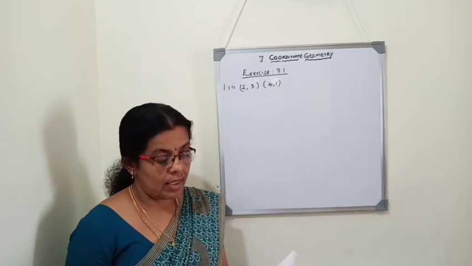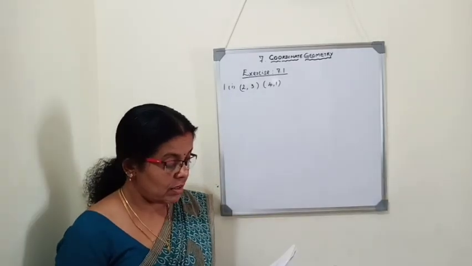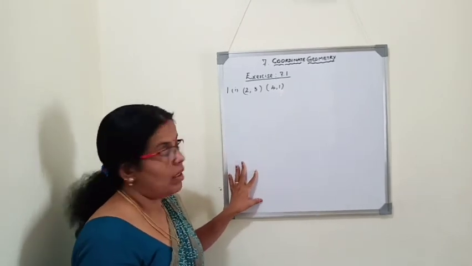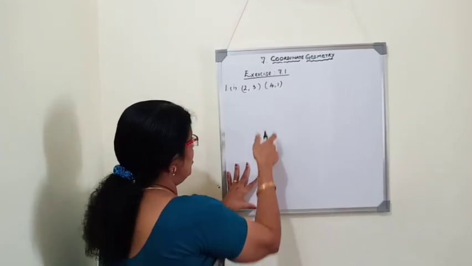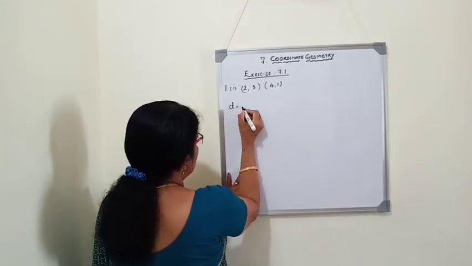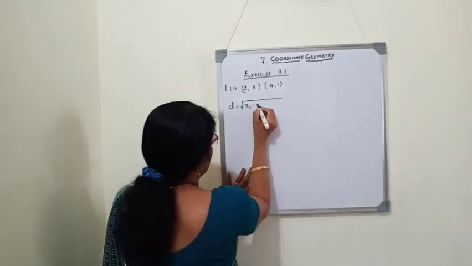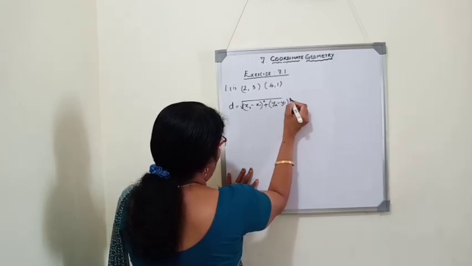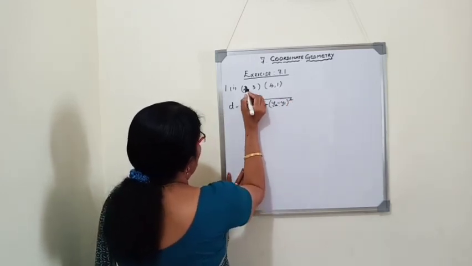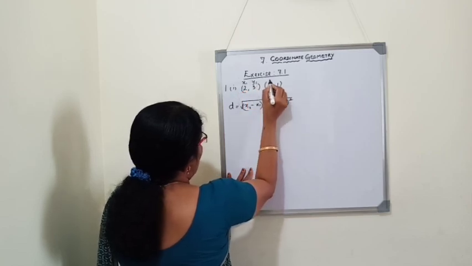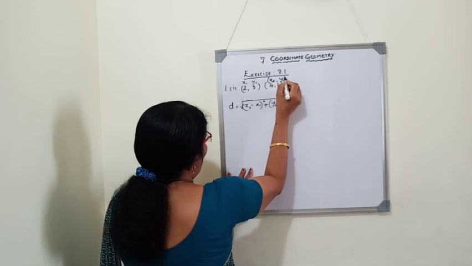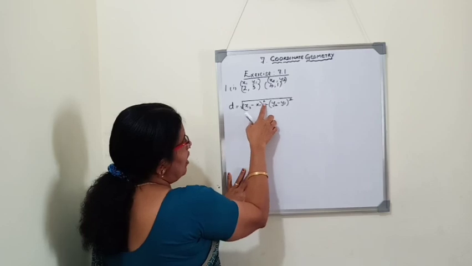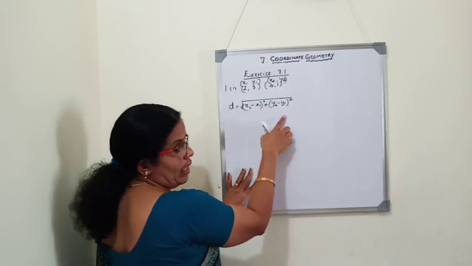Now we will move on to the exercise. Exercise 7.1. First question is, find the distance between the following points. The first question is 2, 3 and 4, 1. We have to find the distance between these two points. First we will write the formula. D equals square root of x2 minus x1 the whole square plus y2 minus y1 the whole square. Here, first point we will take as x1, y1 and second point as x2, y2. However you take the points as x1, y1 and x2, y2, after subtracting we are squaring the numbers, so however we take, we will get the same answer.